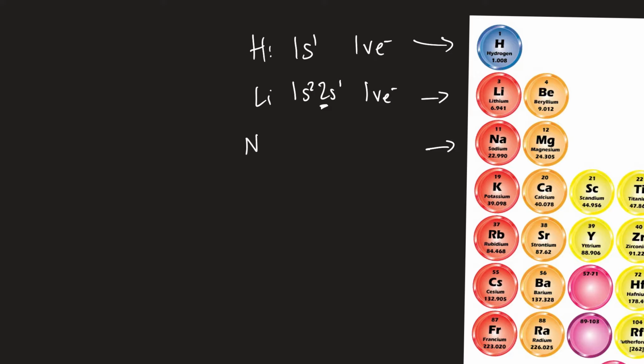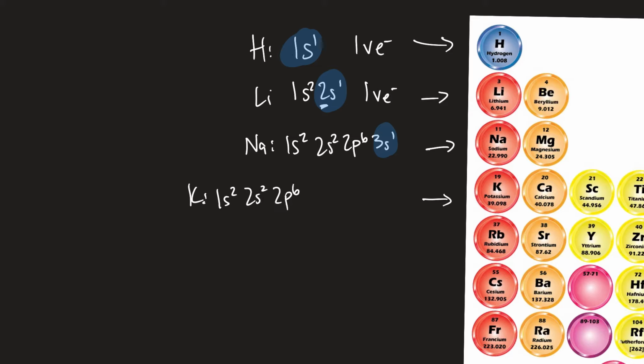Let's look at sodium, Na: 1s2, 2s2, 2p6, 3s1. If you notice here, hopefully you start seeing this trend, that you only have 1 valence electron. Let's look at potassium. For potassium: 1s2, 2s2, 2p6, 3s2, 3p6, 4s1. And if you see here, there is only 1 valence electron.